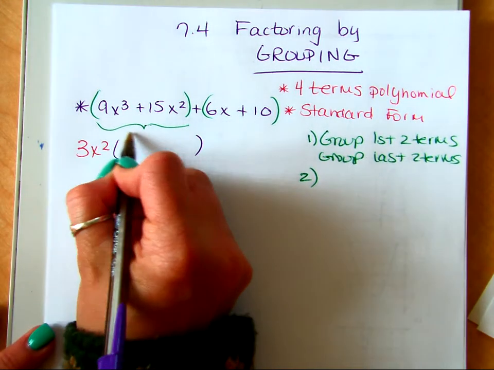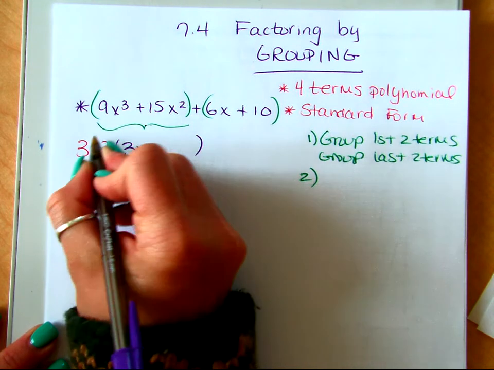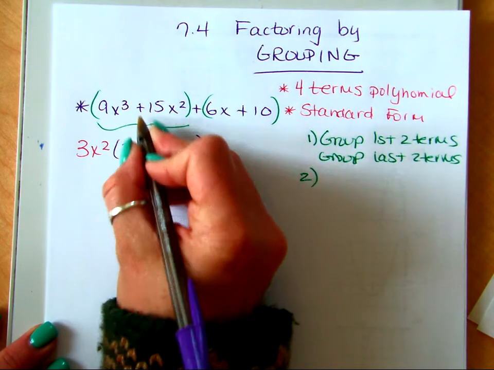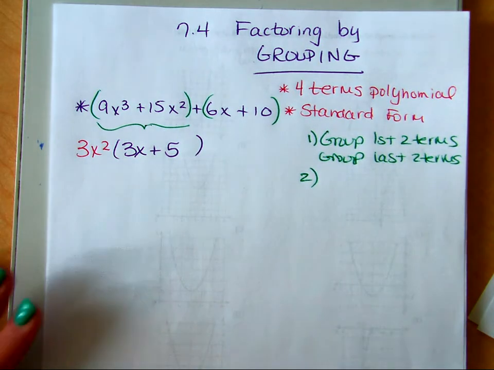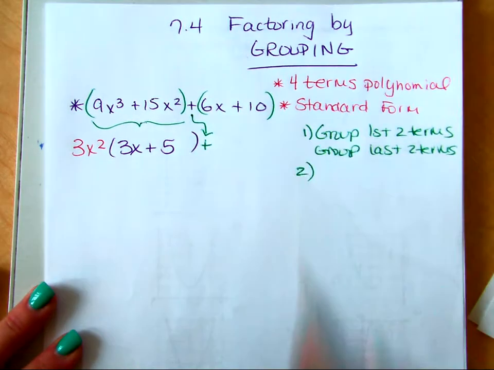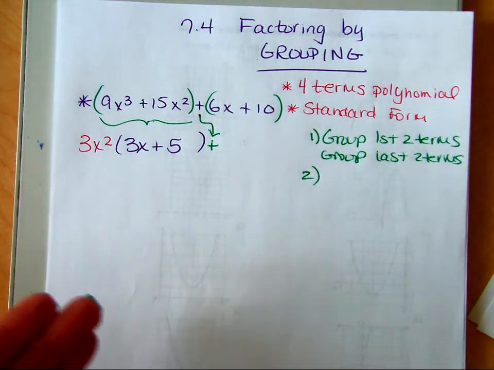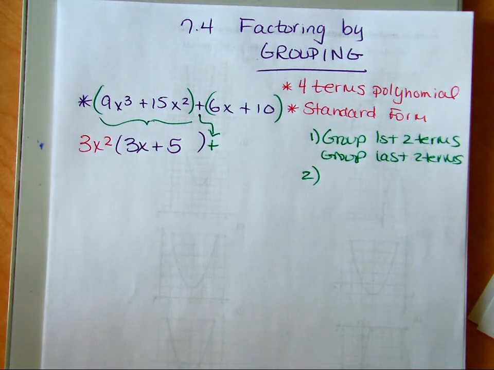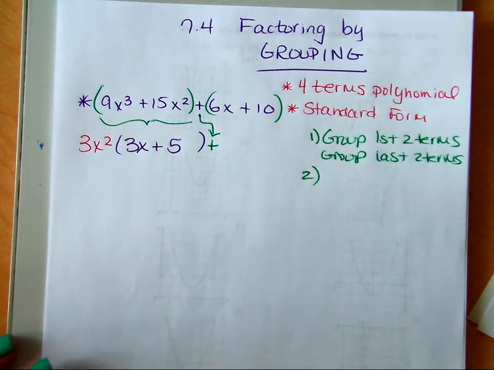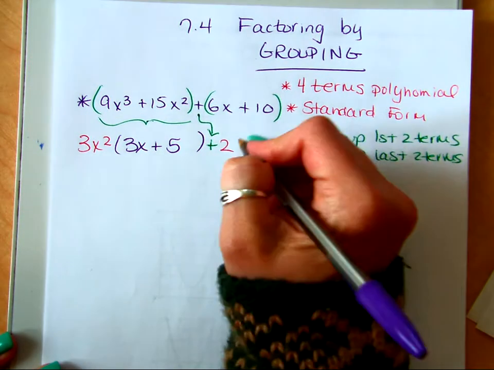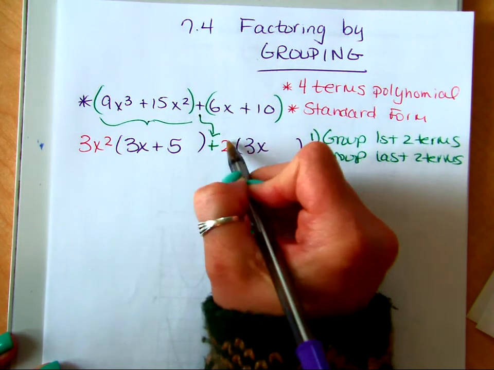So what would I need to multiply this by to get that? A 3 and an x. And because I didn't have to pull out a negative, that plus is not going to change. And then 5. Next, whatever sign you put in the middle, bring it down. So if there's a plus in the middle, bring the plus down. Do it again. Pull the GCF out of the second set. What does a 6x and a 10 have in common? A 2. And then, what's left? 2 times a 3x plus 5.